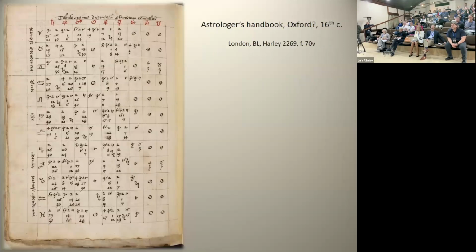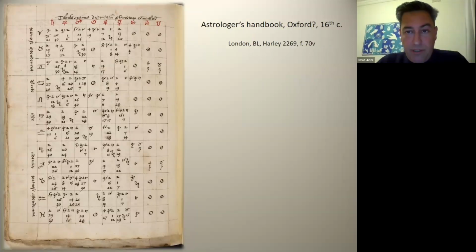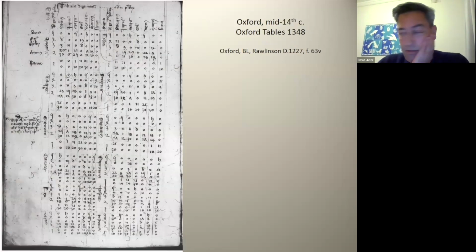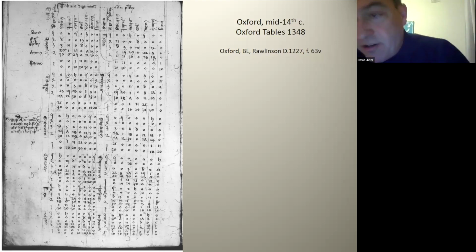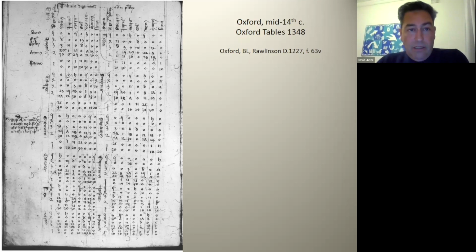Okay, I found the same table in a 16th century manuscript from Oxford. Okay, let's get over this. Let me just keep an eye on the time. Oh my God! Right. Okay, I'll finish in 2 minutes.